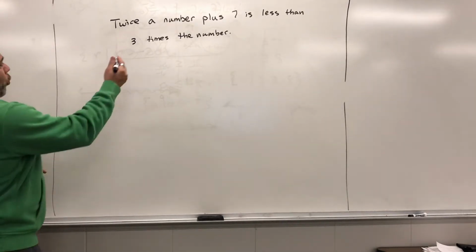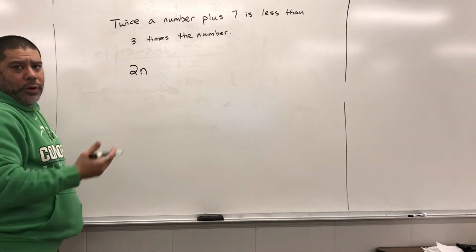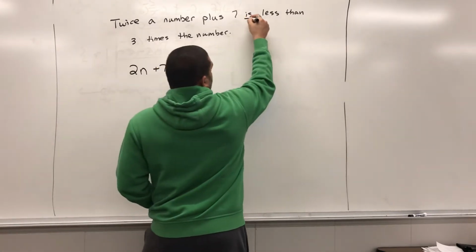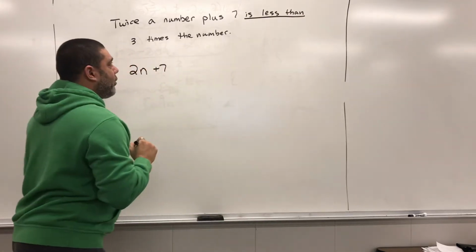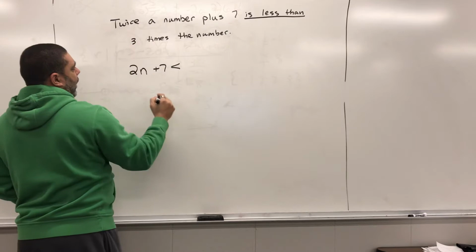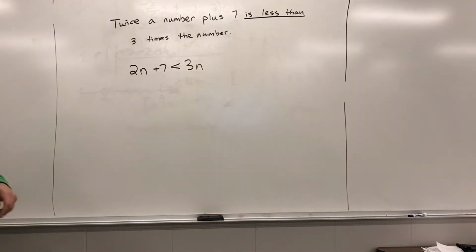All right, for this one, twice a number is 2 times n. Remember, the variable you choose is irrelevant. I'm using n. Plus 7. And this is our inequality sign. The is less than, so I have the less than symbol. 3 times the number, so 3n. And that would be my inequality for this first one.